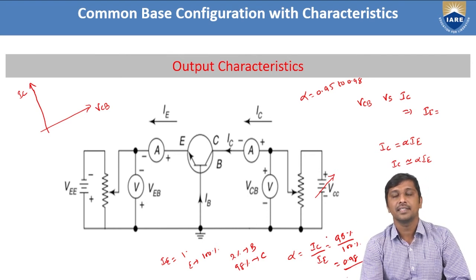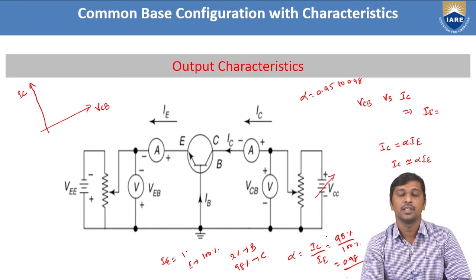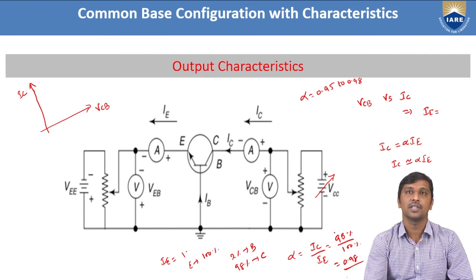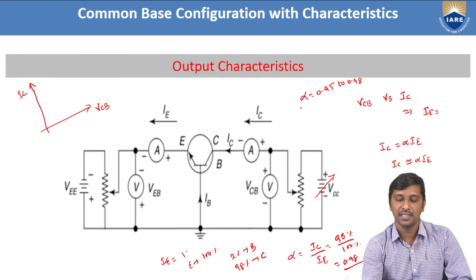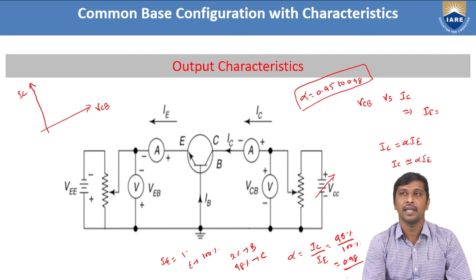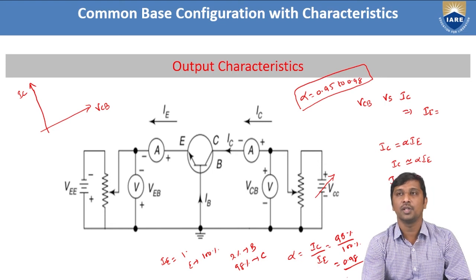Based on the construction of the transistor, only 2 to 5% of the charge carriers are constituted with the base, and the remaining charge carriers are constituted with the collector. That is the reason. From that representation, alpha always lies between 0.95 and 0.98. So from this, we know that IC is approximately equal to IE.